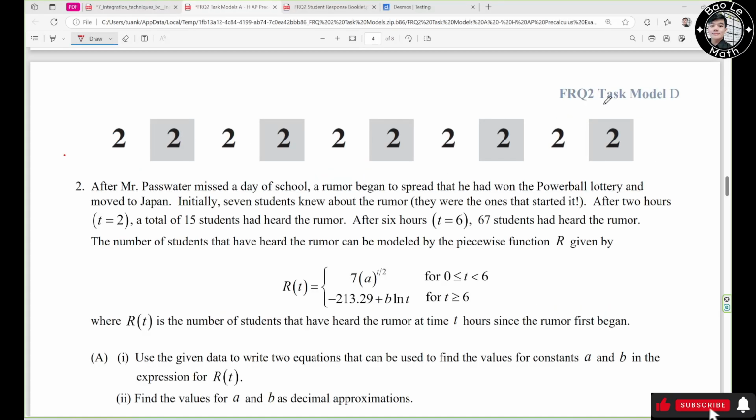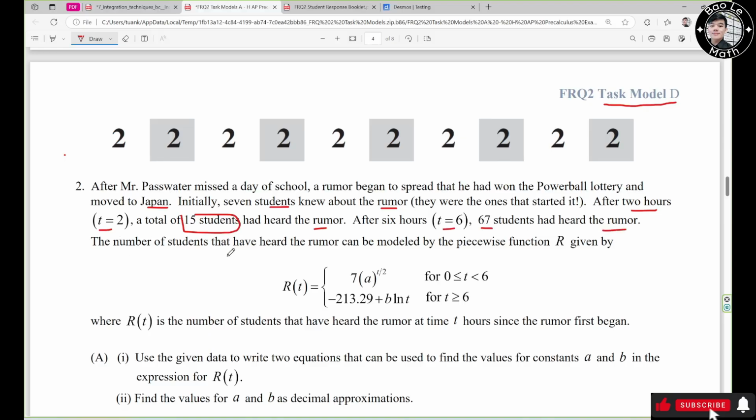Now let's move on to task model D. After Mr. Passwater missed a day of school, a rumor began to spread that he had won the Powerball lottery and moved to Japan. Initially, 7 students knew about the rumor. They were the ones that started it. After 2 hours, which means t equals 2, a total of 15 students heard the rumor. After 6 hours, t equals 6, 67 students heard the rumor, right?